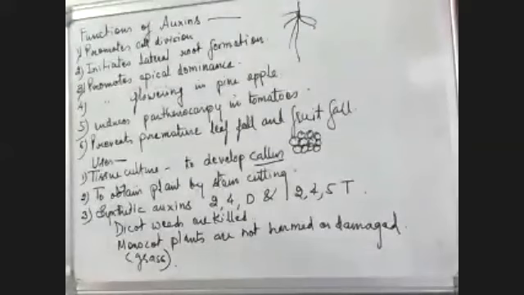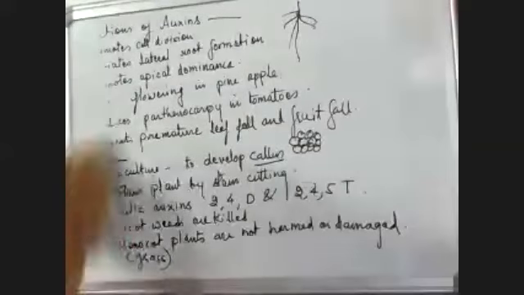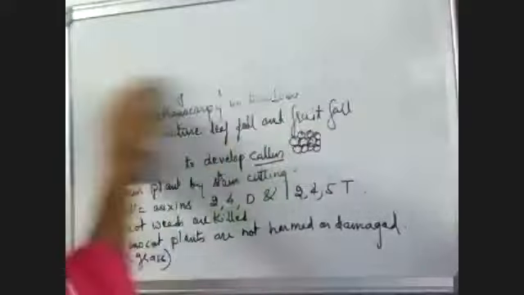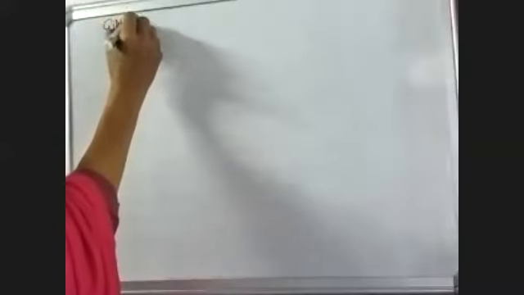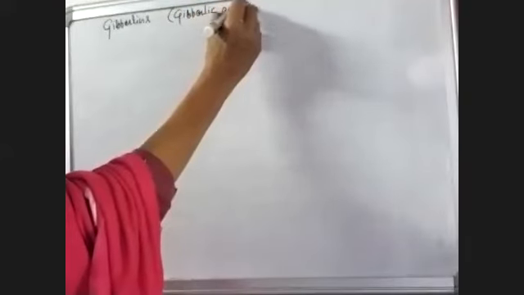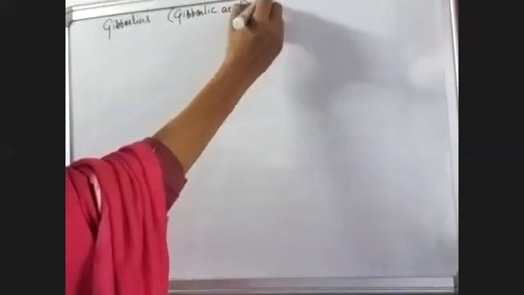Now we come to the next phytohormone, which is gibberellin or gibberellic acid. Gibberellins, also known as gibberellic acid, and in short we write it as GA. So we will start with this now.